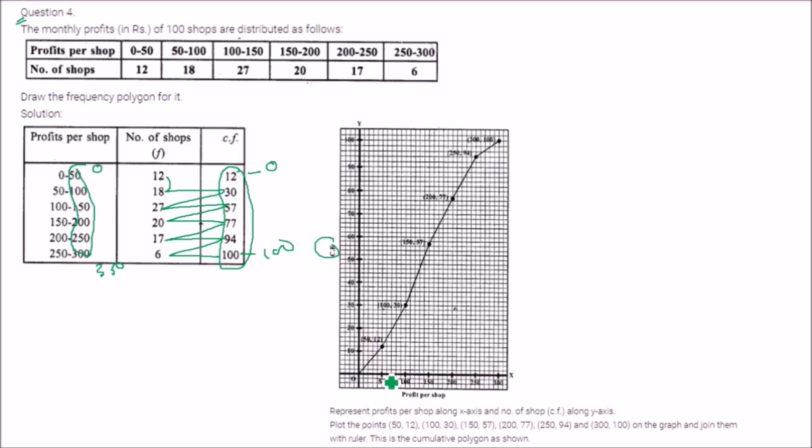First point is 50 and 12. So 50 is this, 12 will be somewhere here. First point. Let me make some other point, 200 and 77. So 200 is here and 77 will be somewhere here. So this is 77 and this is your 200. So this is another point. Let us take another point, 300 and 100. So x is 300 and y is 100. So this will be our point. And this will be your frequency polygon.